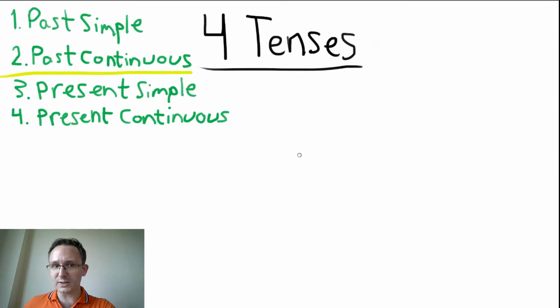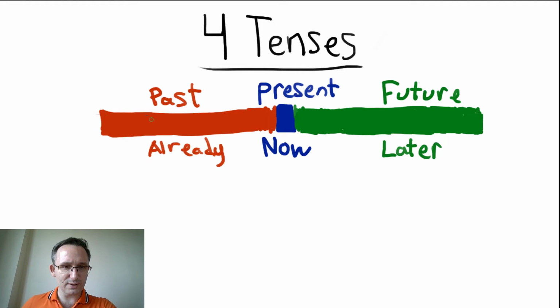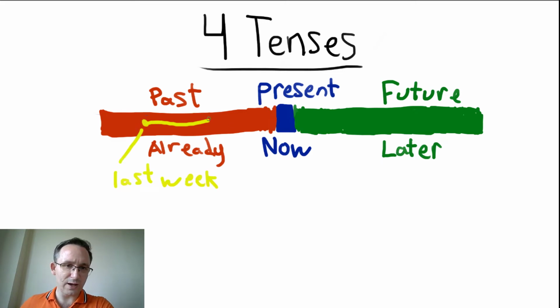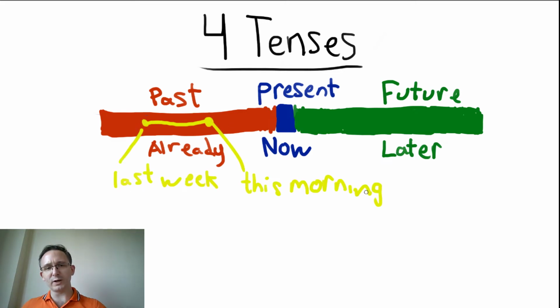Past continuous. Past continuous, it's going to look something like this. So we have something started. It started at some point, and then it went on in the past. Okay, so over time. So past continuous happens in the past and continues on for some time. So maybe it starts here last week, and then it finished here this morning.